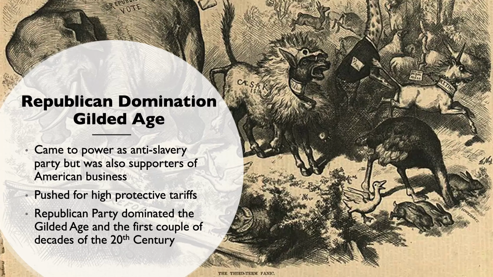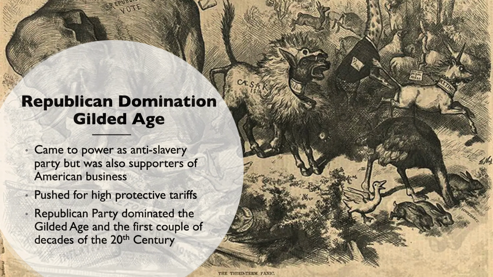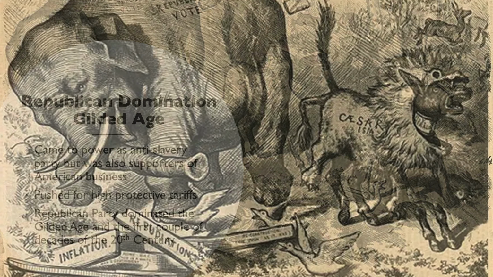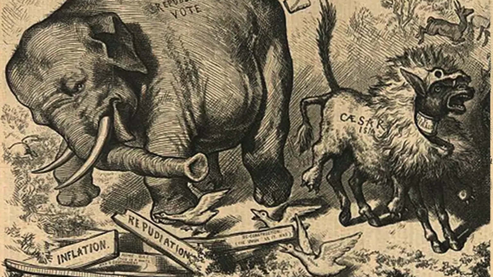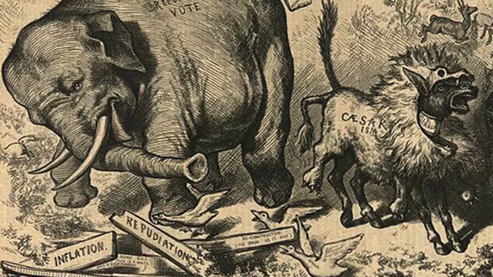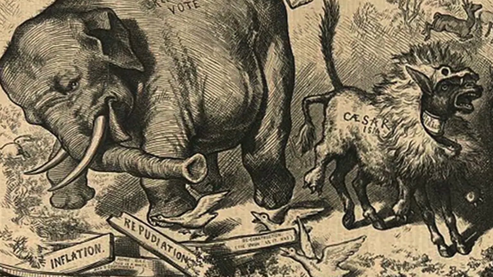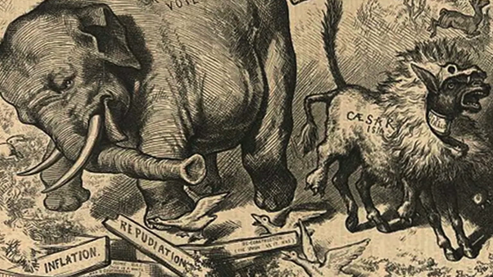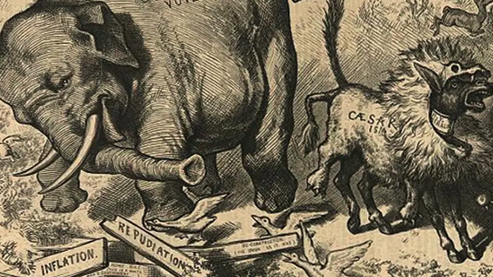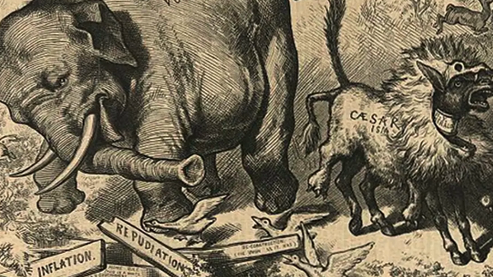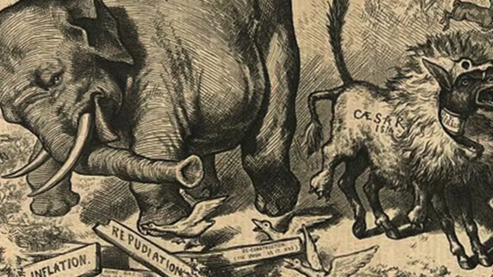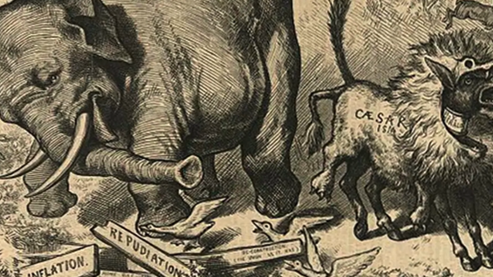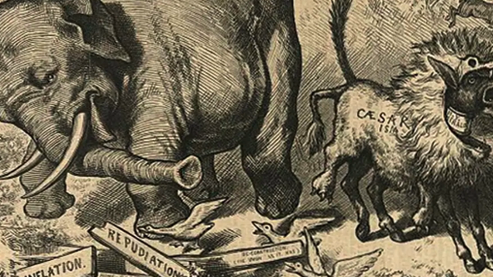Now, I'd also like to talk about the Republican Party's domination during the Gilded Age and further on. They came to power as an anti-slavery party, but that was only part of it, right? They also supported American business. Abraham Lincoln himself was a lawyer that defended railroad businesses. And during the war, he didn't have opposition from the Democrats, so Lincoln pushed many pro-business agendas. The Republicans, they pushed for high protective tariffs. They wanted to protect American businesses. Before the war, the Democrats, they would oppose the high tariffs. But after the war, they didn't have any power, so they couldn't oppose it.